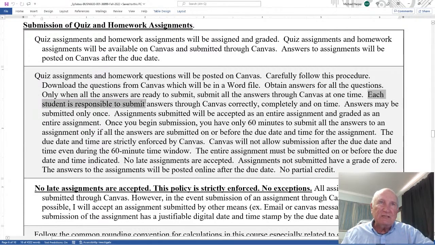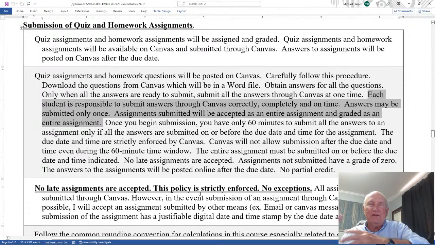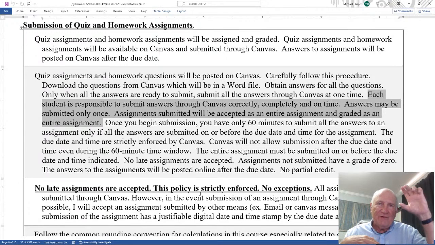Each student is responsible to submit answers through Canvas correctly, completely, and on time. Answers may be submitted only once. Assignments submitted will be accepted as an entire assignment and graded as an entire assignment. In other words, you can't submit a little bit now, a little bit there. No. Once you click submit, that's your whole assignment. If you have 20 questions and you only answered 5, you submit that, then it's submitted. So you can't submit it and resubmit. Submit it only one time. You click them all in and submit. Most of it's multiple choice.